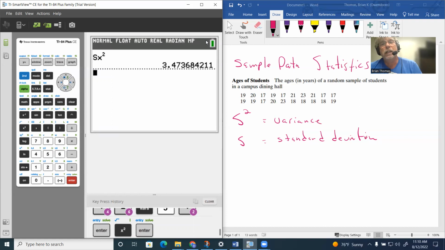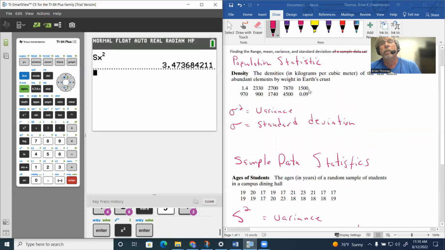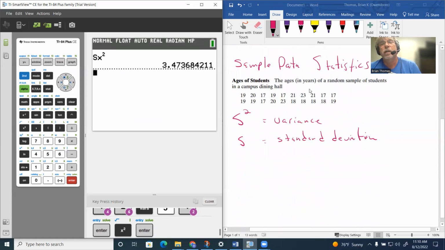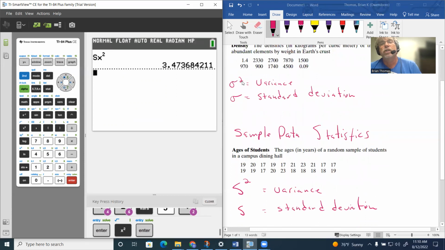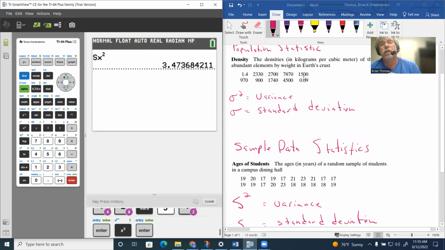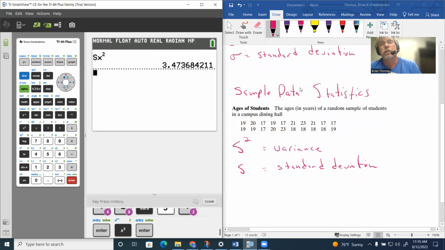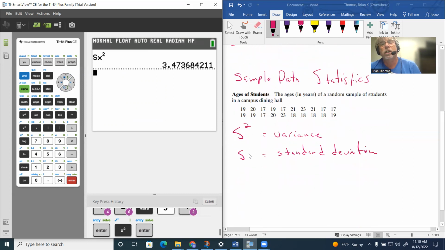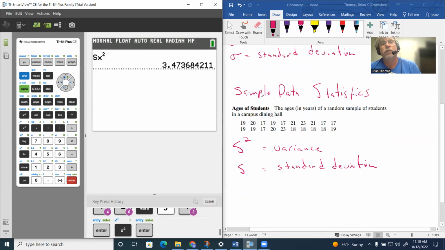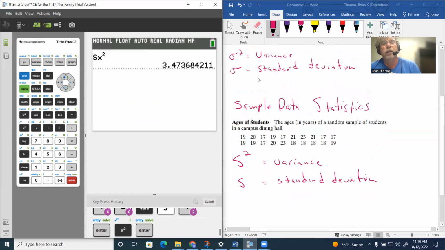So that just gets you into a little bit of these words. Once again, it does matter if we're talking about population statistics and sample statistics. Remember, sigma squared and sigma involve population statistics, and sample data statistics use S squared and S. So we've got to pay attention to that, and that was in our PowerPoint as well. So that's going to conclude a little bit of using the calculator for some calculations.